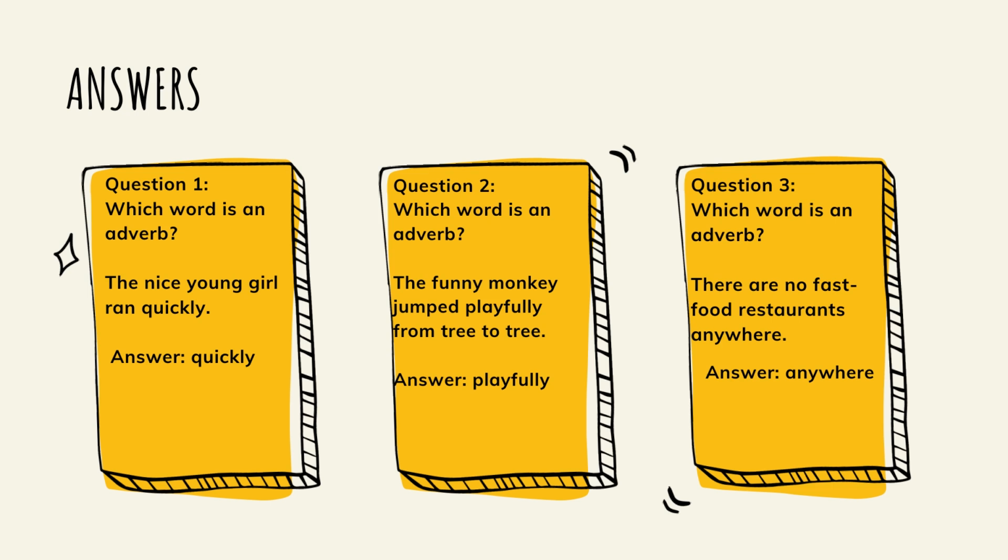Answers. Which word is an adverb? The nice young girl ran quickly. The answer is quickly. Quickly describes the word ran. Ran is the verb. Quickly is the adverb.